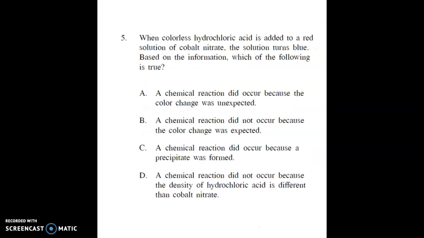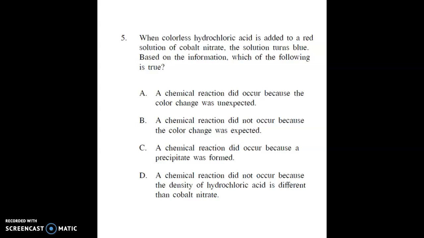Question 5. When colorless hydrochloric acid is added to a red solution of cobalt nitrate, the solution turns blue. Based on the information, which of the following is true? A. A chemical reaction did occur because the color change was unexpected. B. A chemical reaction did not occur because the color change was expected.